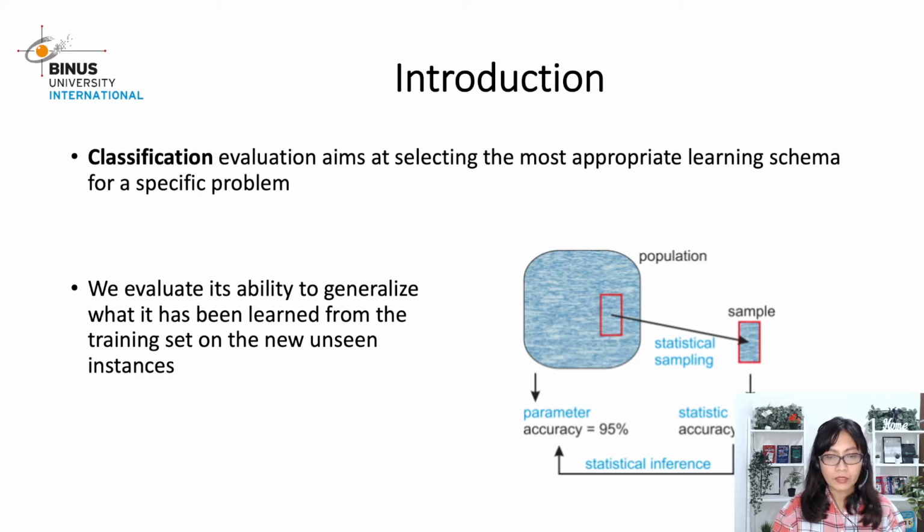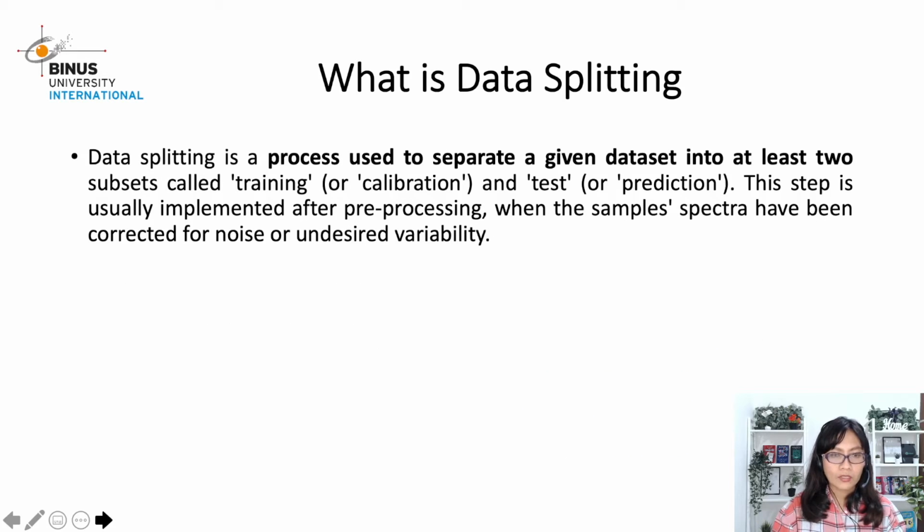For example, this is our population. We take a sample, train the model with this data, and then come up with the accuracy. The accuracy says it's 97% accurate on this training data. If the model is general enough, then we can draw conclusions about the population. So we can say that in the population, the accuracy of our model can reach up to 95% using some statistical inference. So what is actually data splitting?